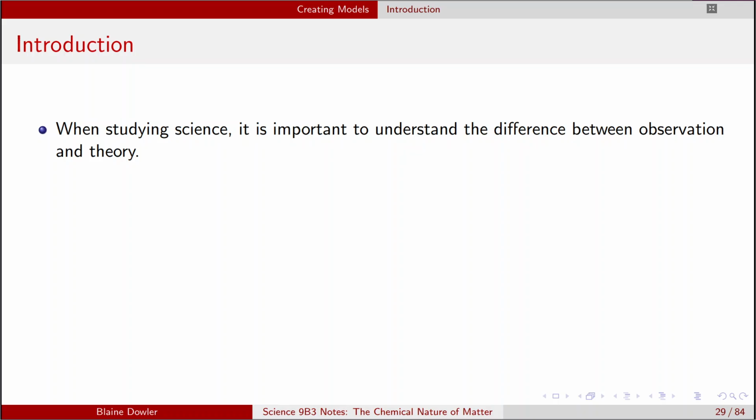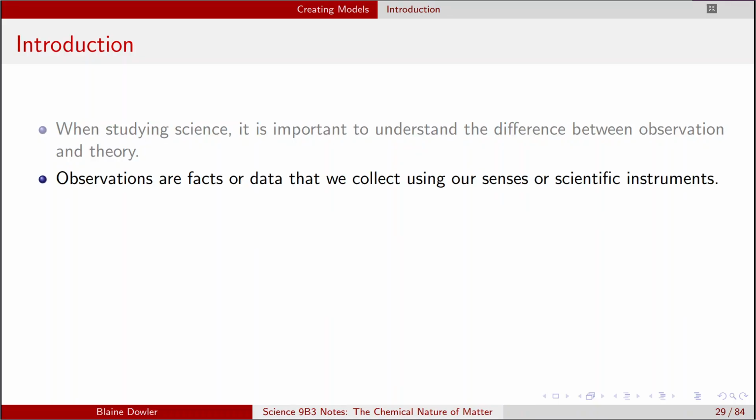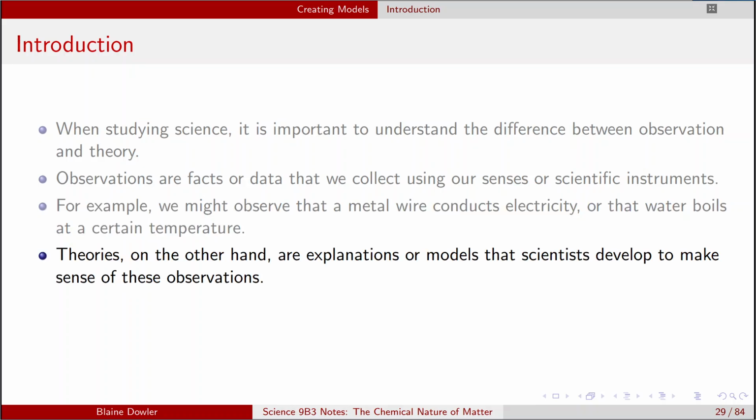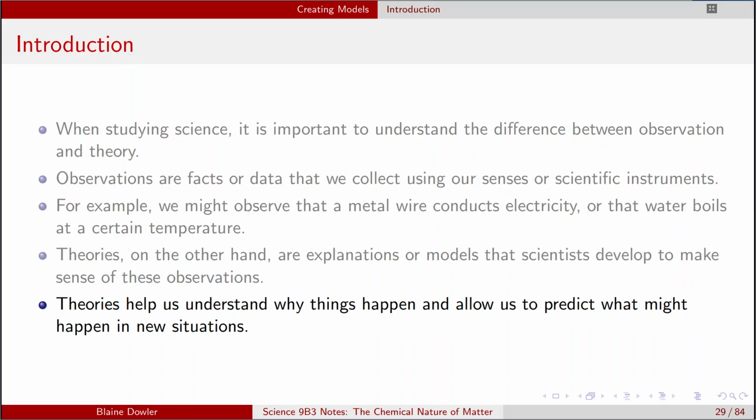Introduction. When studying science, it is important to understand the difference between observation and theory. Observations are facts or data that we collect using our senses or scientific instruments. For example, we might observe that a metal wire conducts electricity, or that water boils at a certain temperature. Theories, on the other hand, are explanations or models that scientists develop to make sense of these observations. Theories help us understand why things happen and allow us to predict what might happen in new situations.